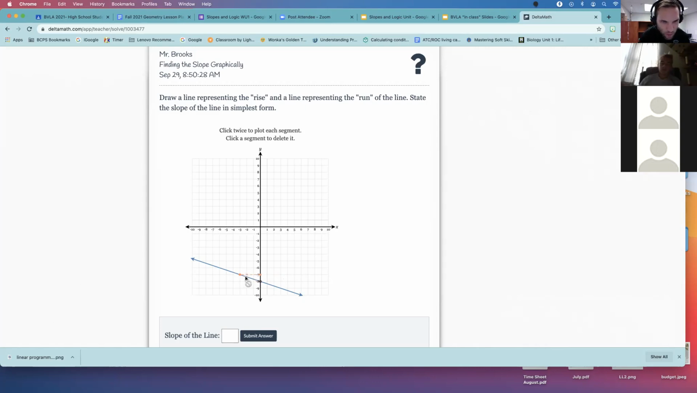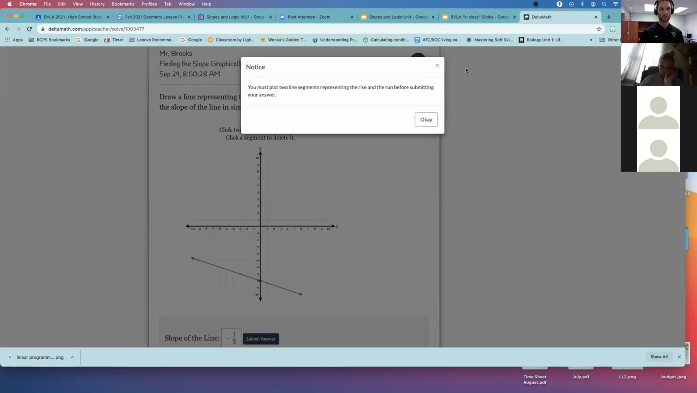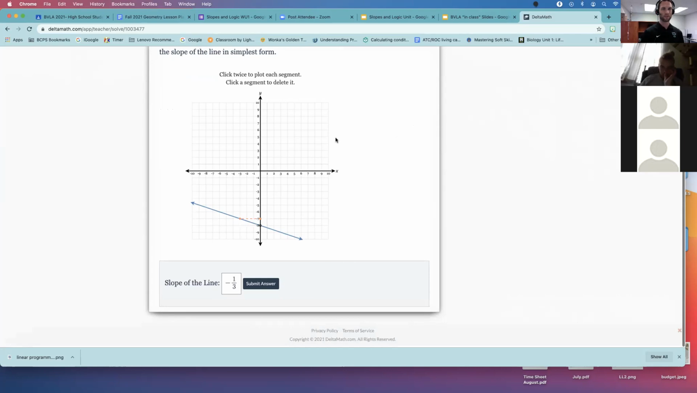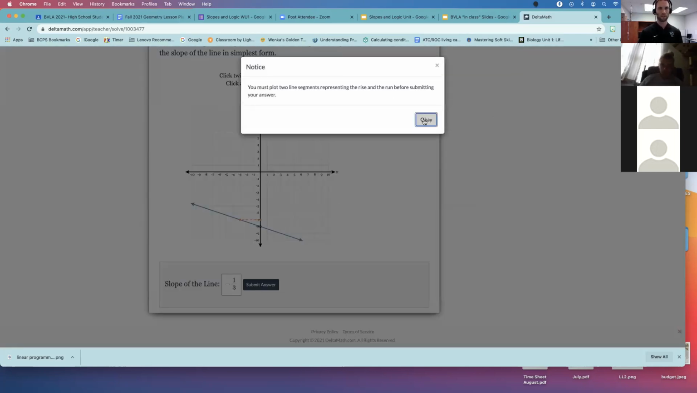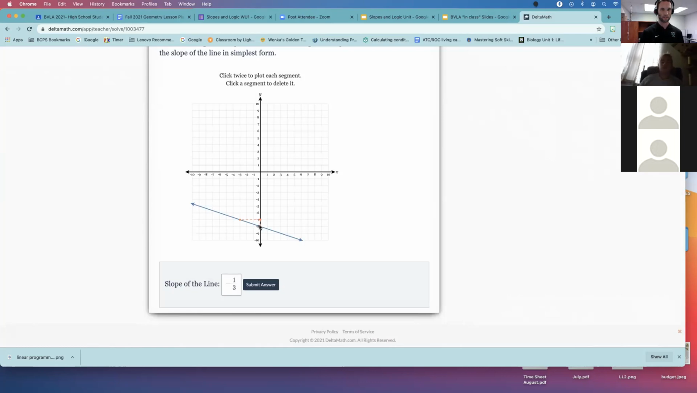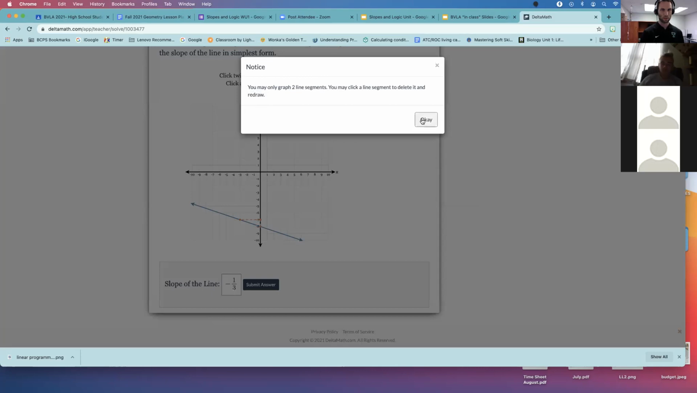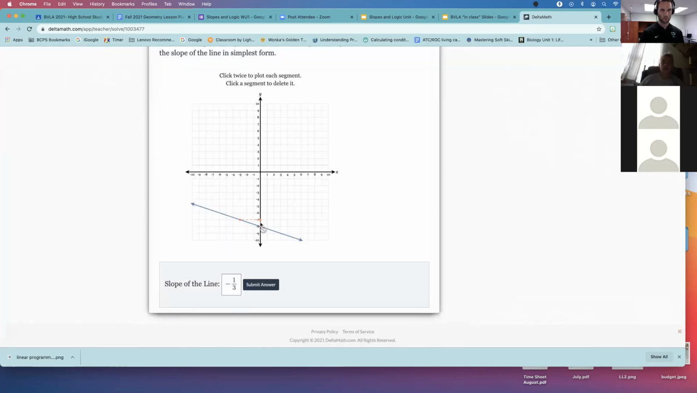When you go right here, it shows the delete symbol on the hover. So this is -1/3. -1 divided by 3. Oh, I have to do the line segments.